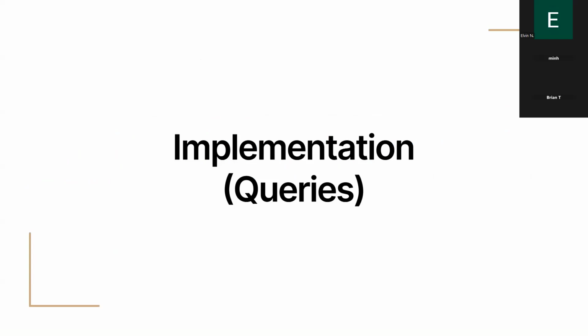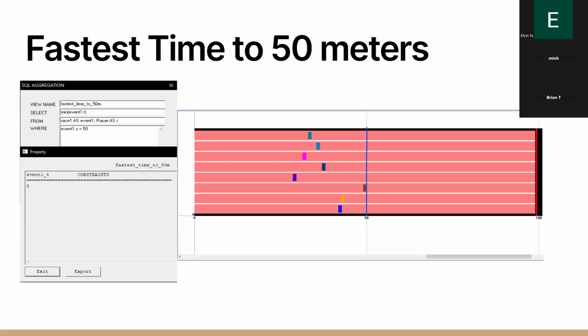So these are our implementation high-level functions and queries. For this first one, we have the fastest time to get to 50 meters. Ended up being the sixth runner down there. You can see that was at the time during the animation where that runner got to the 50-meter mark, and it was before anybody else. We used aggregation in this one, and we found the minimum time for when the 50-meter mark, when X was equal to 50, was crossed, and that came out to be 8 seconds.